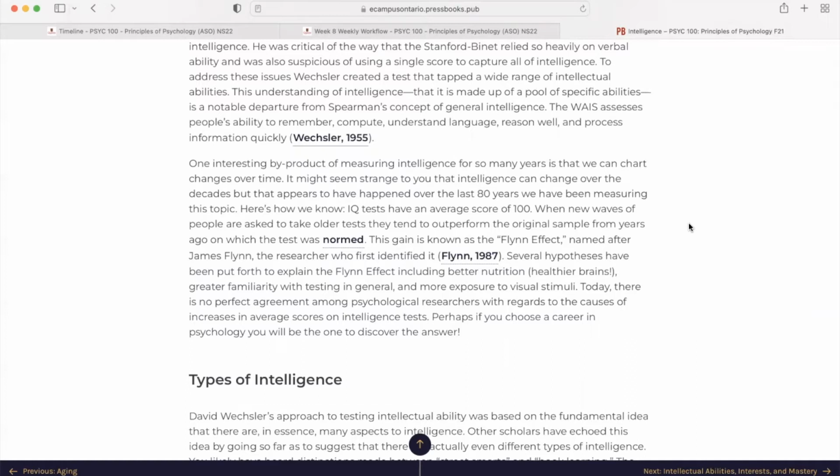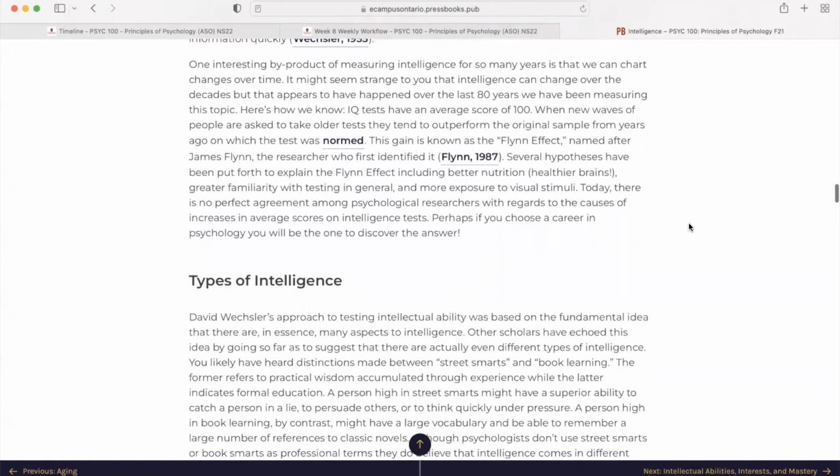This gain is known as the Flynn effect, named after James Flynn, the researcher who first identified it. Several hypotheses have been put forth to explain the Flynn effect, including better nutrition, healthier brains, greater familiarity with testing in general, and more exposure to visual stimuli. Today, there is no perfect agreement among psychological researchers with regard to the causes of increases in average scores on intelligence tests. Perhaps if you choose a career in psychology, you will be the one to discover the answer.